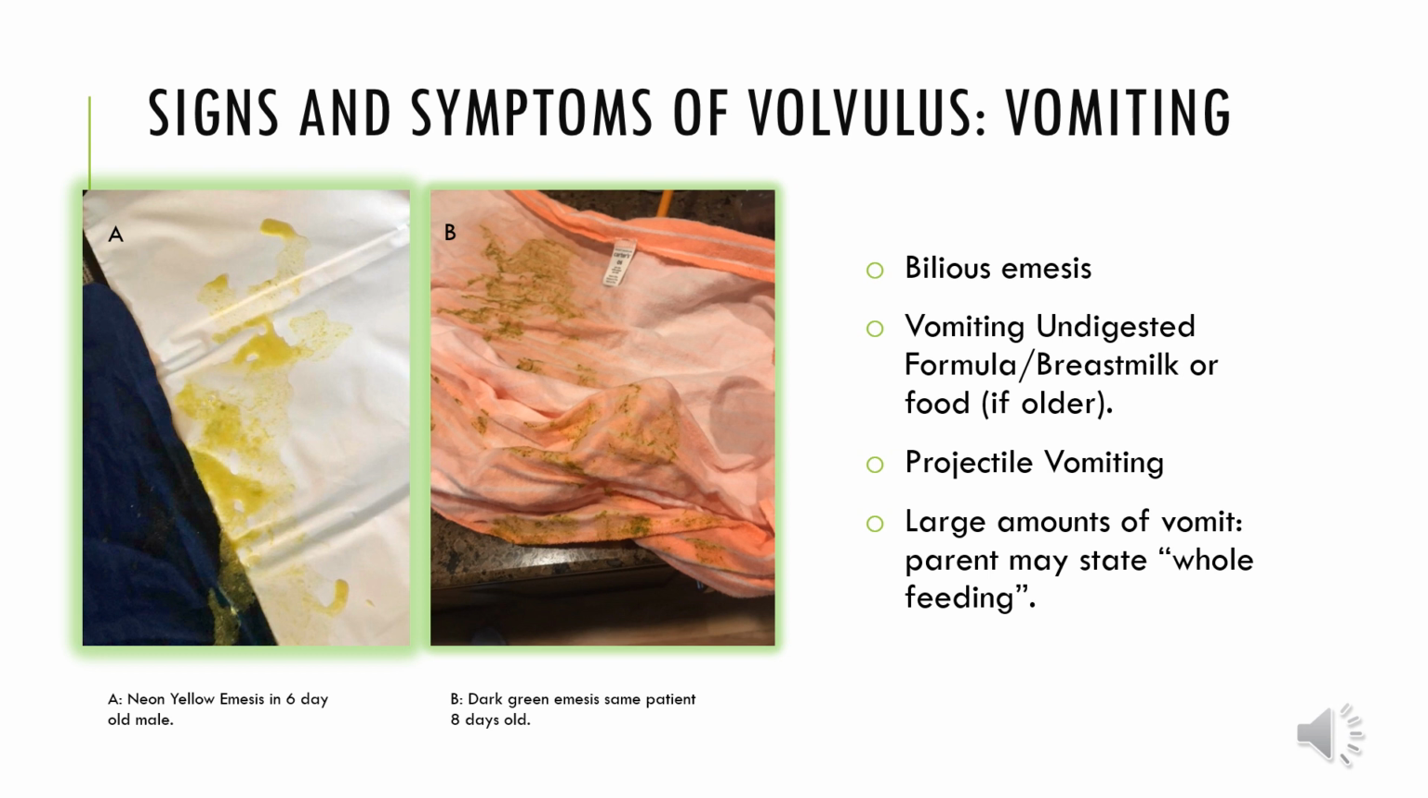Let's talk about a key sign that a volvulus has occurred. A bilious emesis is reported in 80% of pediatric patients with a volvulus. Vomiting bile should be considered intestinal malrotation and volvulus until proven otherwise. Other signs and symptoms related to vomiting include vomiting undigested formula, breast milk, or food if older, projectile vomiting, large amounts of vomit. The parent may even state the baby threw up the whole feeding.